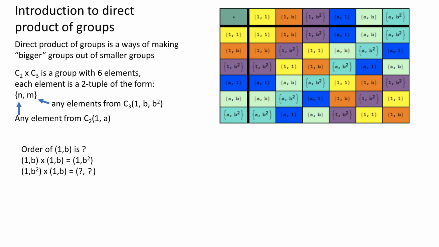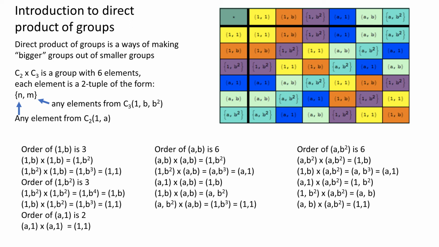1 times 1 is still 1, for the same reason as before. However, b squared times b is now 1, because b to the power of 3 in C3 group is equal to the identity. So we get 1, 1, the identity element. So the order of the element 1b is 3. The rest I will leave for you to analyze. If you have a question, please ask in the comments.